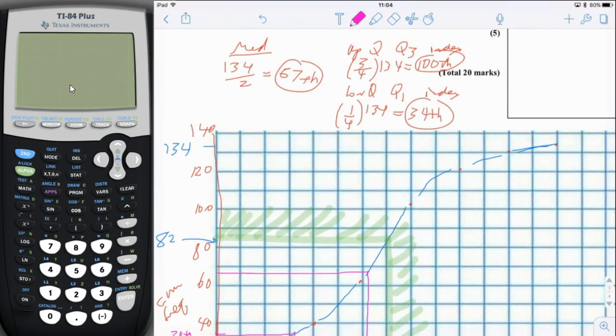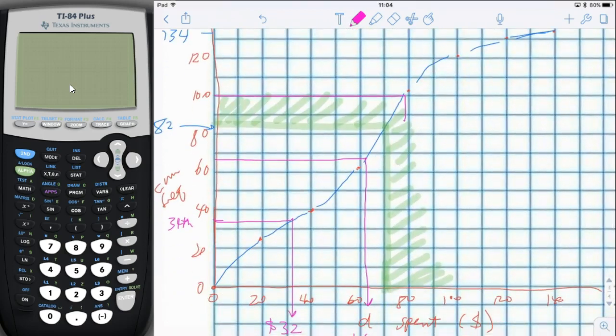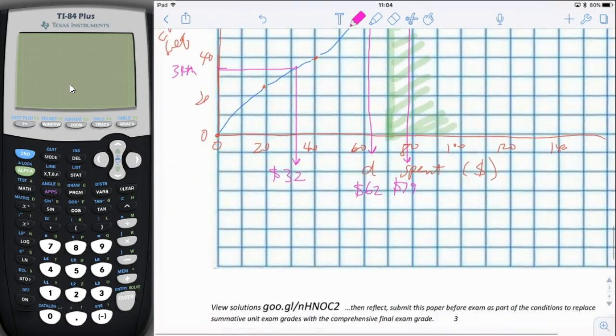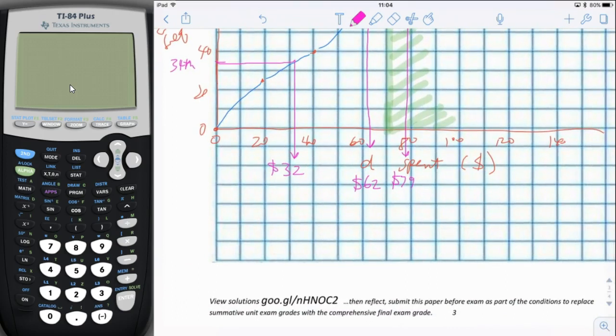And then the 75th percentile, or the upper quartile, is going to be the 100th person, and that's right there, slightly to the left of this blue line. It's going to be about, let's say, $79. Okay, so we know that the first quartile is $32, the median is $62, and the third quartile is $79.